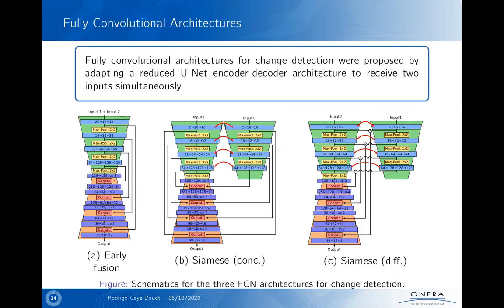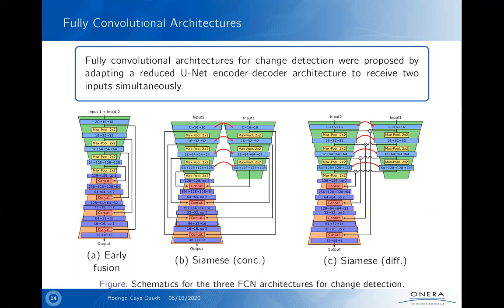Then when it comes to the architecture of the networks that were proposed, these are all based on the UNet architecture, for those of you who know. It's a fully convolutional encoder-decoder architecture. And so the first one, depicted in A, is just a small version of the UNet, just because we have fewer training data.